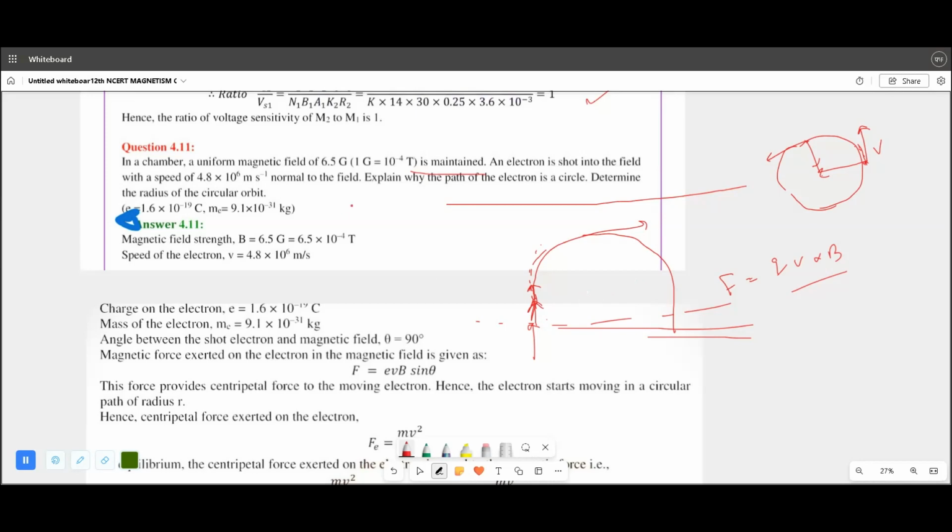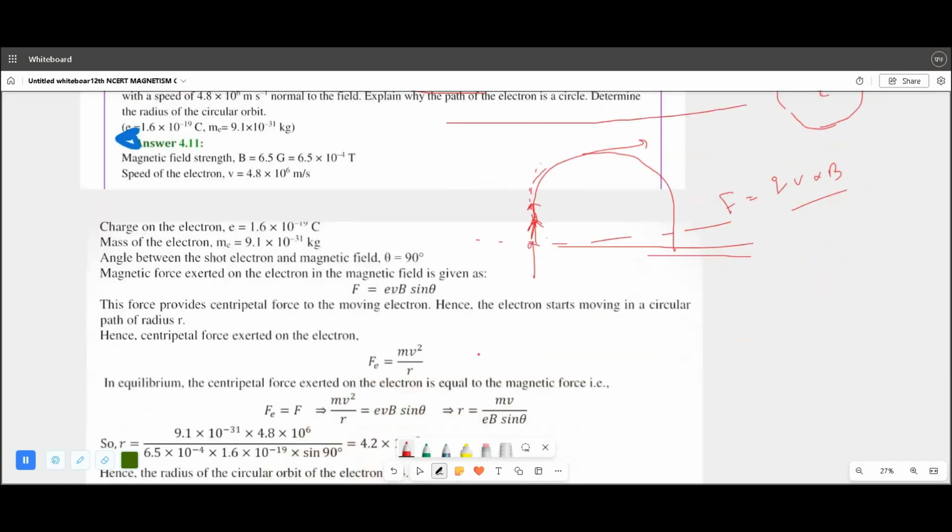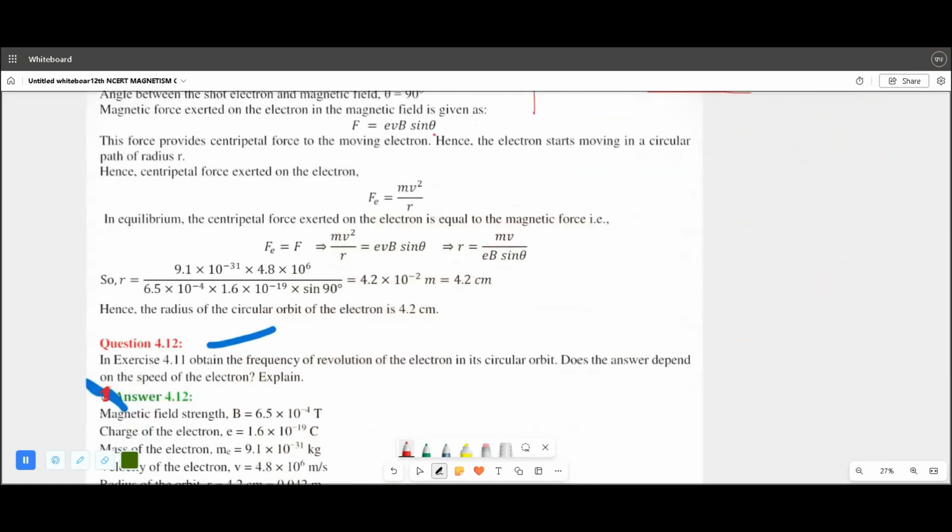Now the first question is to determine the radius of the circular orbit. So you know mv squared by r, this is the formula they have used, mv squared by r is equal to evB sin theta, right? Now here theta is 90 degrees, right? So F will be evB. e is the electron charge, v is the velocity and B is the field.